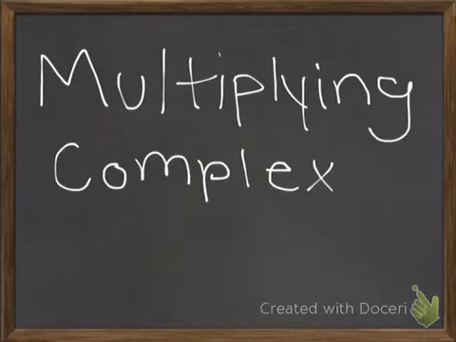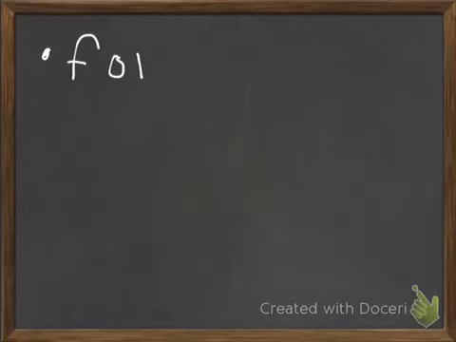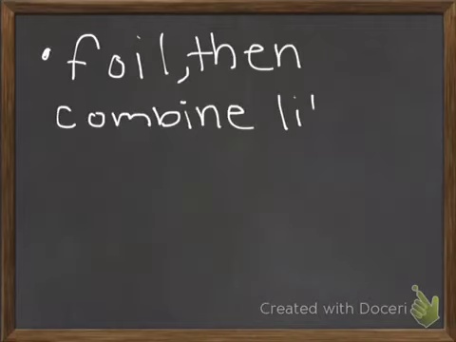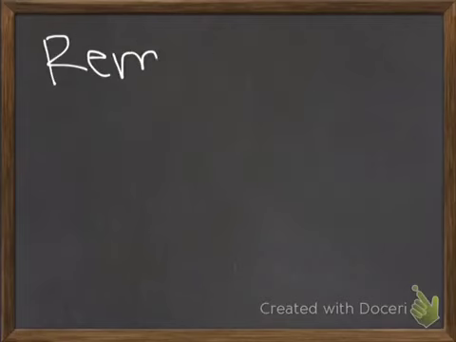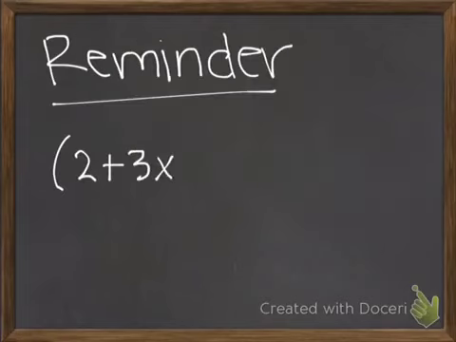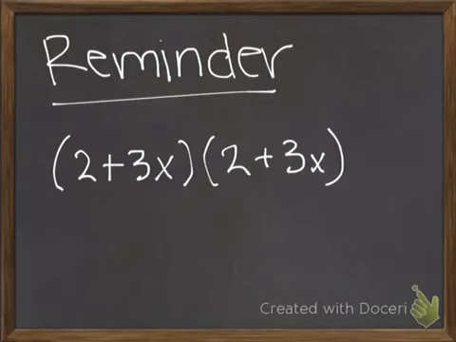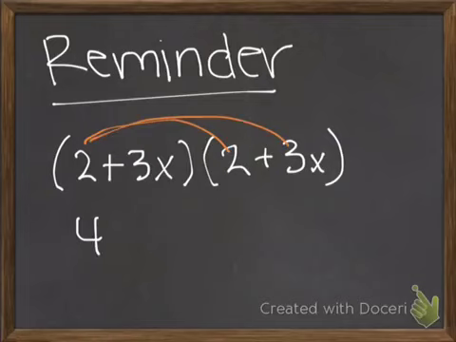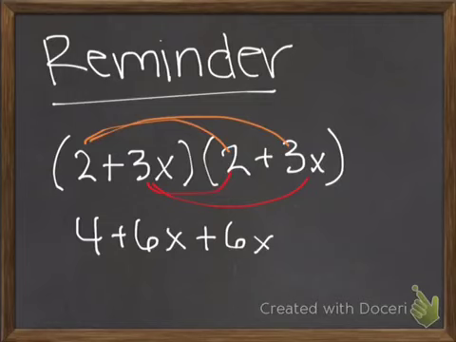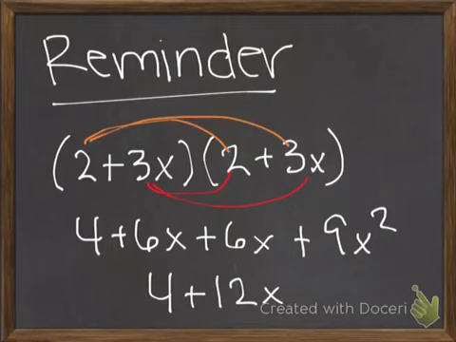Now we're going to go on to multiplying complex numbers. FOIL, and then combine like terms. So, reminder, to FOIL, you would multiply 2 times 2 to get 4, 2 times 3x to get 6x, then 3x times 2, which would also be 6x, then 3x times 3x would be 9x squared. For your final answer after you combine like terms, you get a trinomial of 4 plus 12x plus 9x squared.